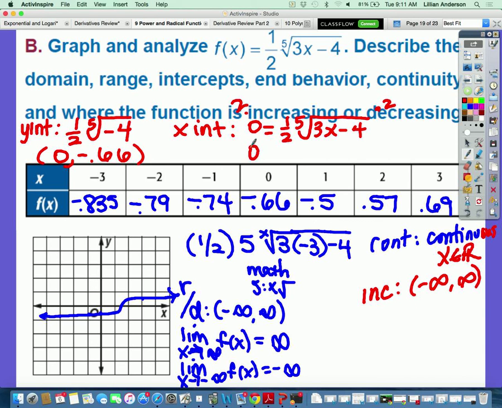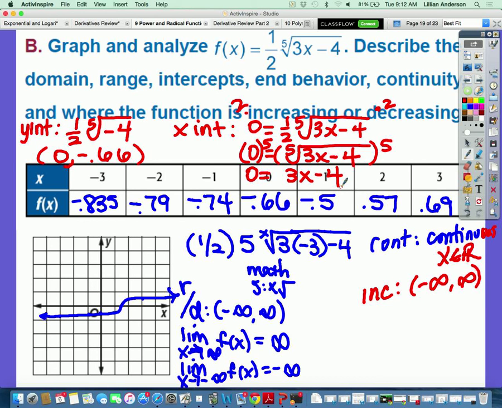0 times 2 is 0. And then you raise everything to the power of 5. Raising everything to the power of 5 is gonna get rid of your fifth root, just like if it was a square root, squaring both sides will get rid of your square root. So you have 0 equals 3x minus 4.